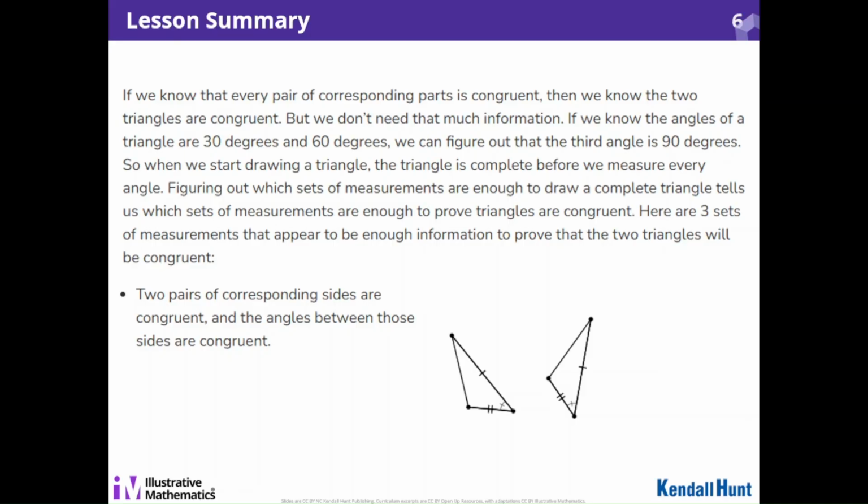So if you can look at a triangle or a set of triangles and you see that you have one set of congruent sides, an angle set that is congruent, and then the other side is congruent, then by this side, angle, side, we know that the entire triangle is congruent to each other.